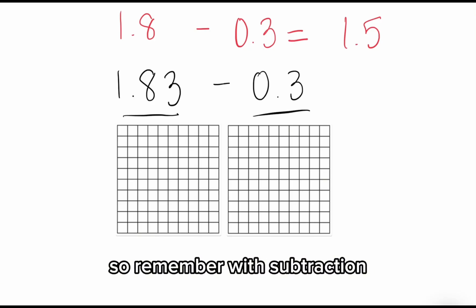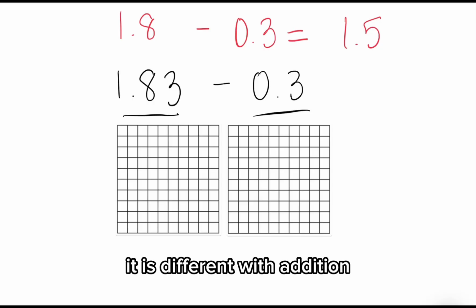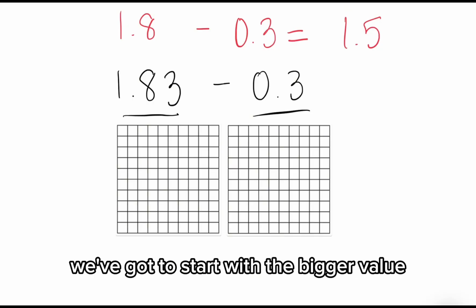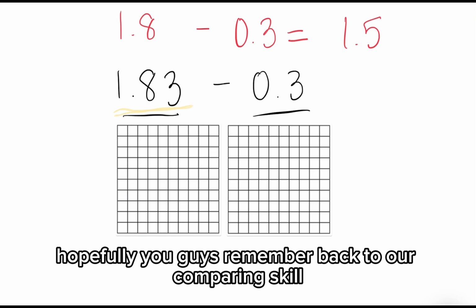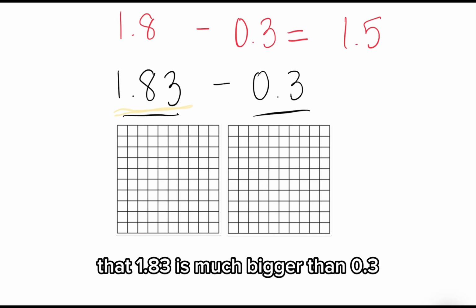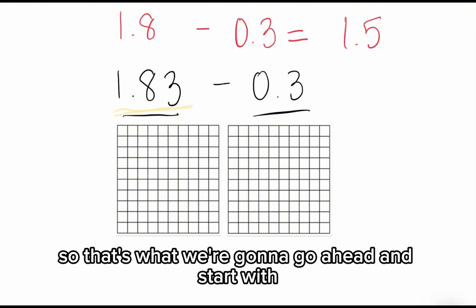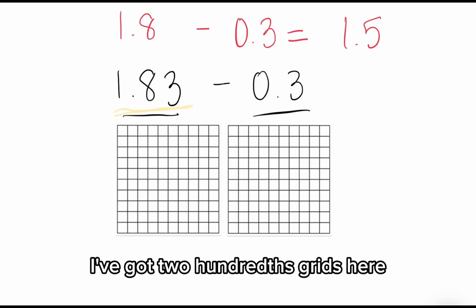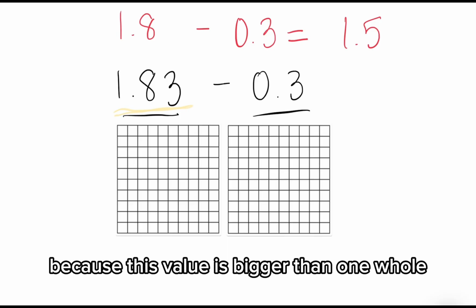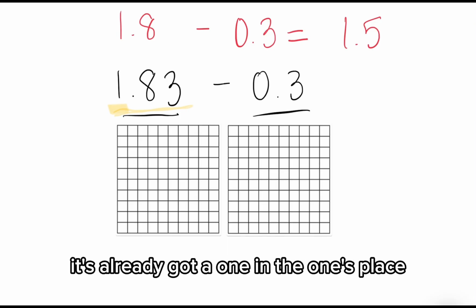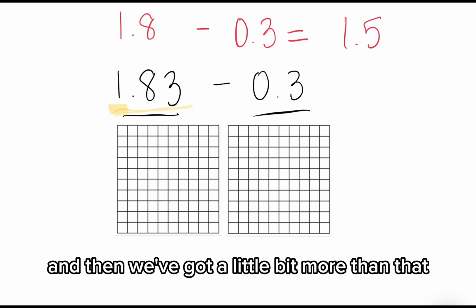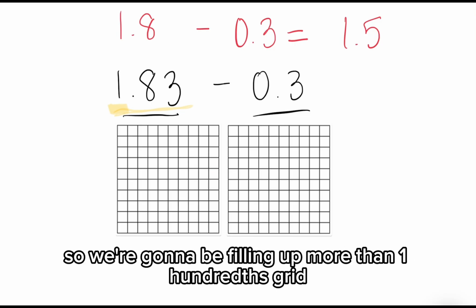So remember, with subtraction, it is different with addition, where when we're subtracting, we've got to start with the bigger value. Hopefully you guys remember back to our comparing skill that 1 and 83/100 is much bigger than 3/10, so that's what we're going to go ahead and start with. I've got 2 hundredths grids here because this value is bigger than 1 whole. It's already got a 1 in the ones place, and then we've got a little bit more than that, so we're going to be filling up more than 1 hundredths grid.